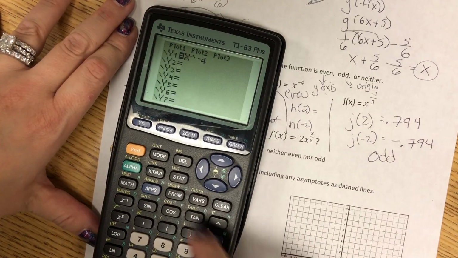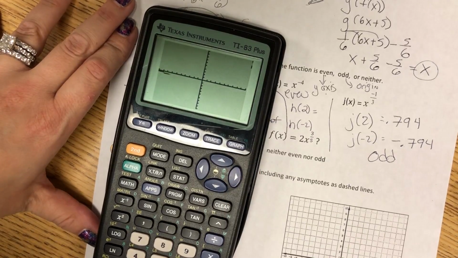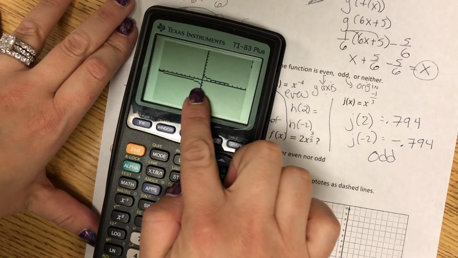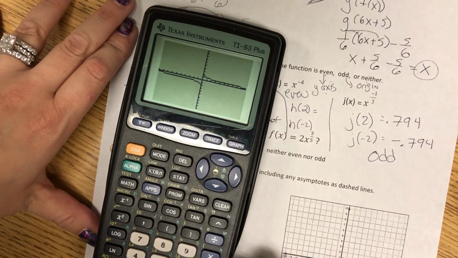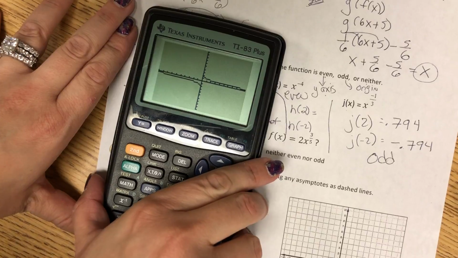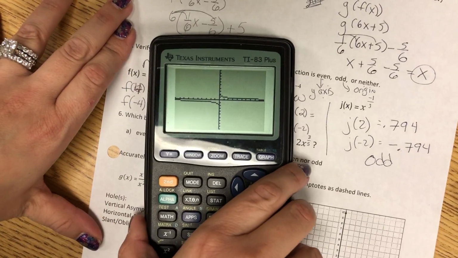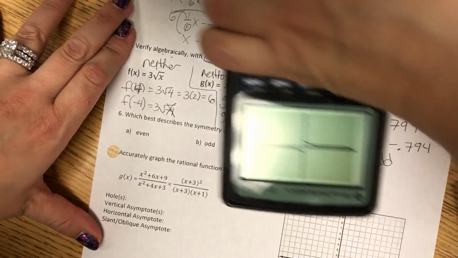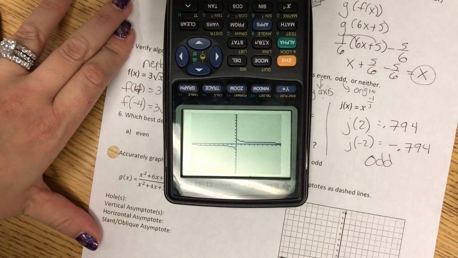Let's look at the graph just to double check. And we have that origin symmetry. Another way to think of origin is if you rotate 180 degrees. So this looks the same as that.